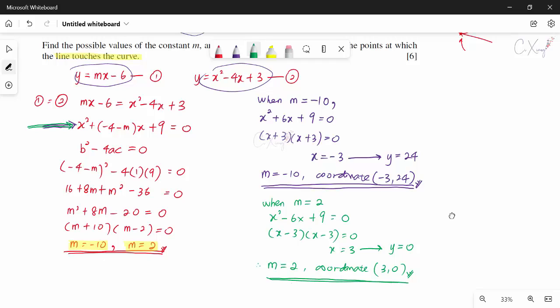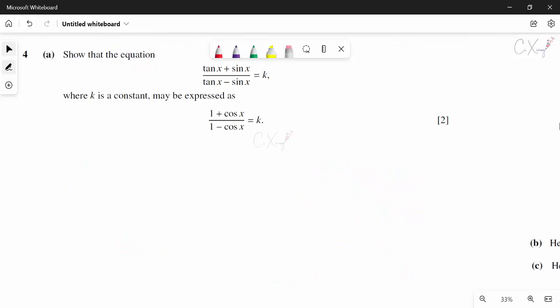Okay, so we are having two sets of answers. Generally, one set, well, when m equals negative 10, the coordinate will be negative 3 and 24. The second set of the answer will be m equals to 2, and then the coordinate will be 3 and 0.